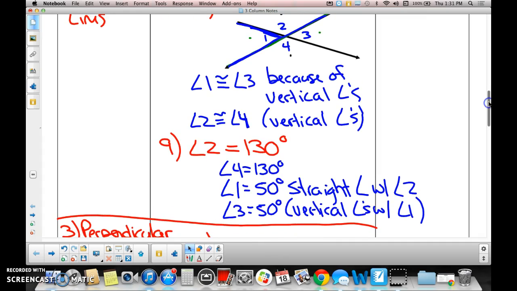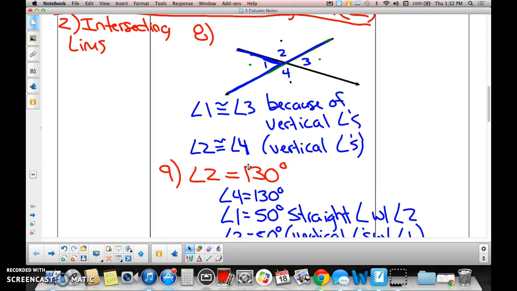Looking at number 9, if angle 2 equals 130 degrees, Jose, tell us about angle 4. Why does angle 4 also equal 130? Because they're vertical angles. Okay, why does angle 1 equal 50 degrees? Because this angle right here is a straight line. Yep. And since these two, you subtract them and you get 50.